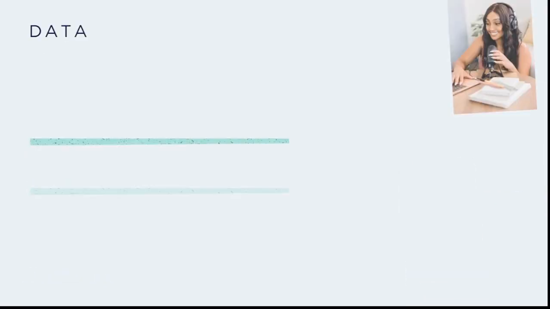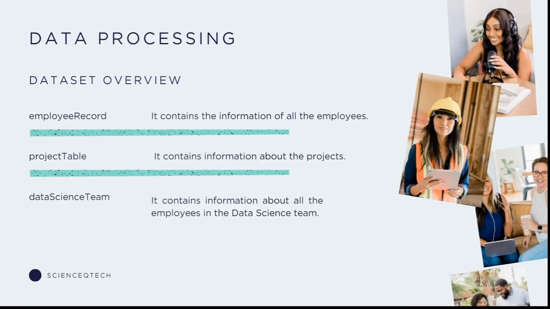Data processing, dataset overview. To perform effective analysis, I worked with three main datasets provided by the organization. The first one is the employee record. This table includes detailed information about all employees in the company, such as their personal data, experience, salary, department, and more. The second dataset is the project table.